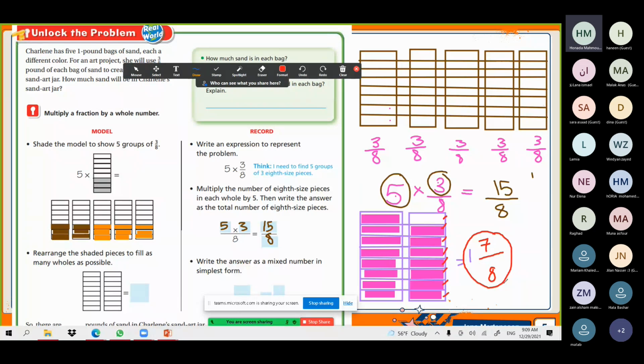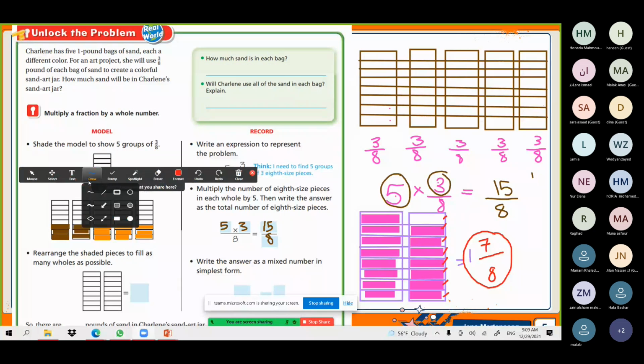Teacher, I didn't understand the last part of the lesson correctly. So for how to multiply, is it clear? Yes. Then how to write it as a mixed number? All of us know that when you write a mixed number, you will divide 15 by what? By 8.